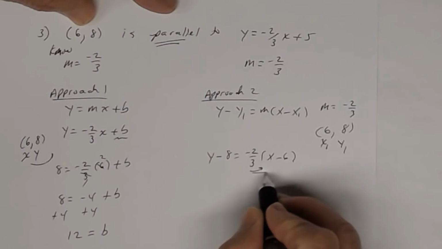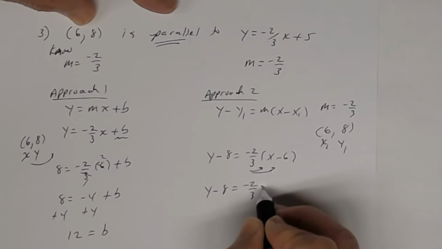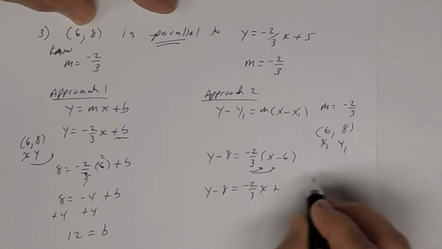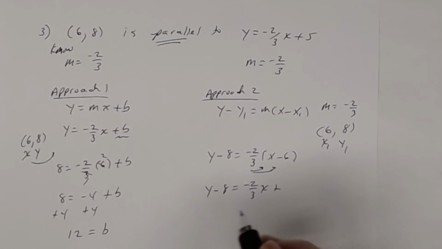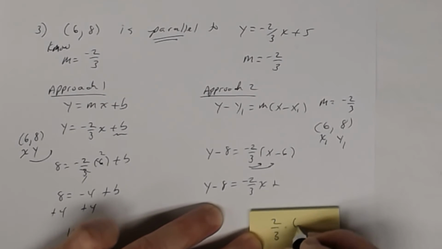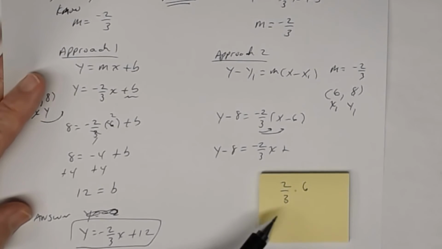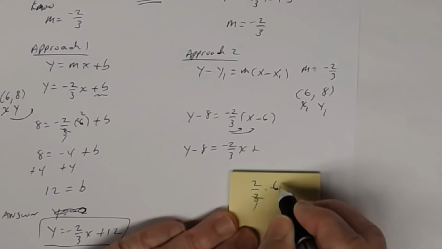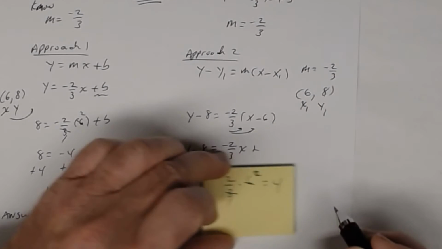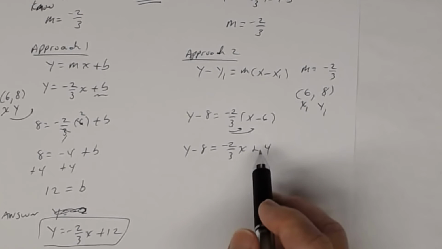All right, now distributing, I get y subtract 8 equals negative 2/3 x, and then a negative 2/3 times a negative 6 is a positive, and remember you're saying 2/3 times 6, right? 2/3 times 6, so just like we did here, 3 into 3 is 1, 3 into 6 is 2. So 2 times 2 is 4. So you get plus 4, right? So negative 2/3 times a negative 6 is a positive 4.